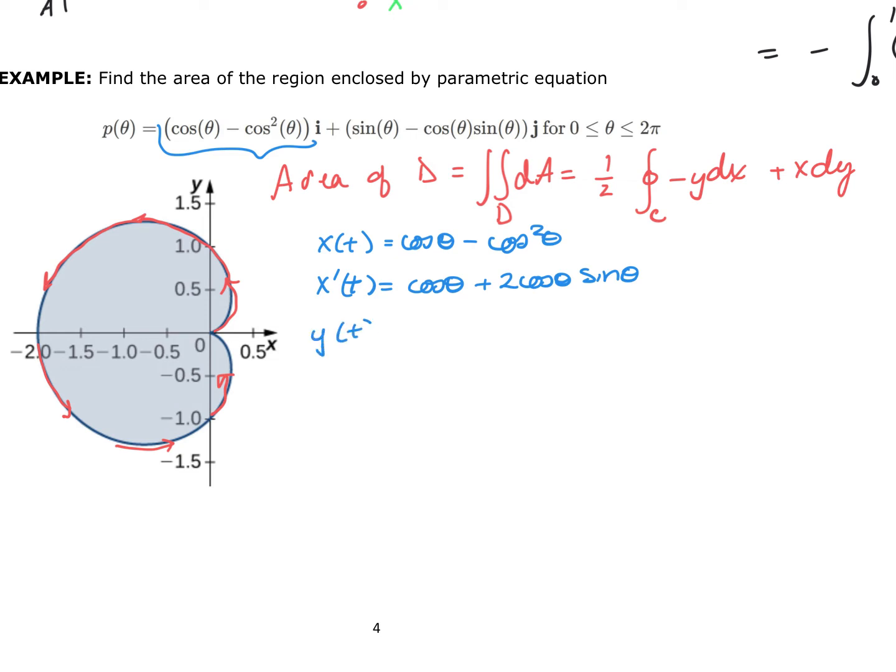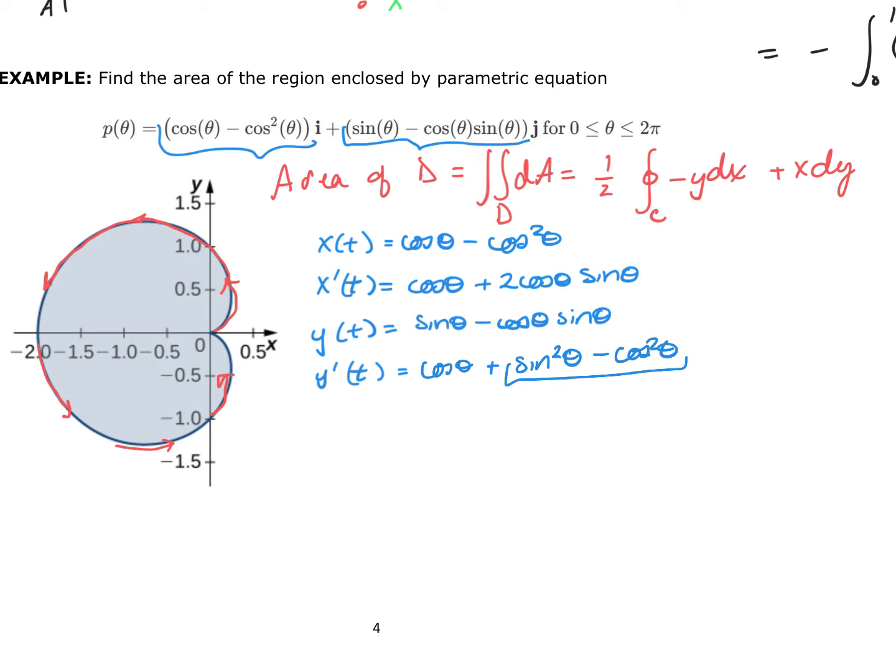Similarly, y of t must be equal to this, so in the y position, the sine of theta minus the cosine of theta, the sine of theta. Then y prime of t, the cosine of theta, and then by the product rule, I'll do the derivative of cosine first, which is negative sine, so that becomes plus the sine of theta times sine theta, so sine squared of theta. Then the derivative of sine, which is cosine, multiplied by the negative, so negative cosine squared of theta.